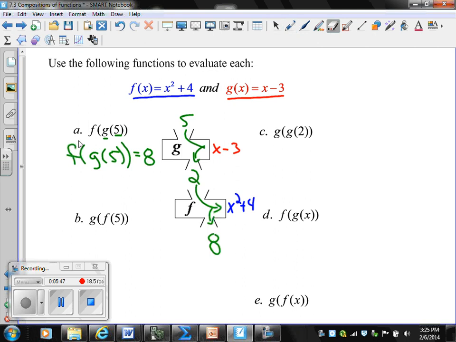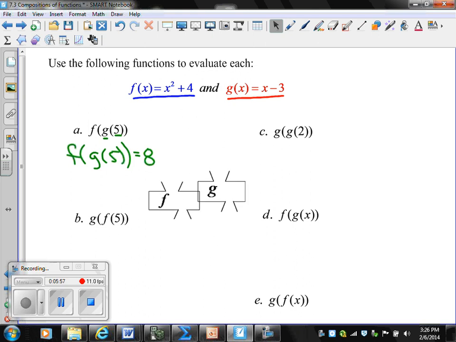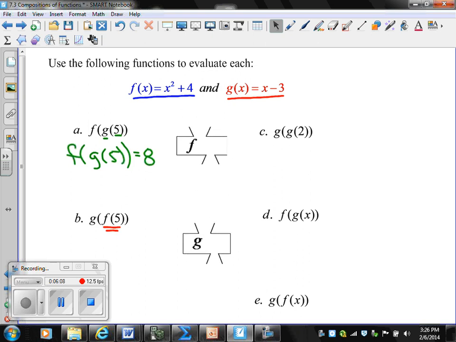Let's do b together here. And again, I'm going to use these function boxes as props, just to kind of help us out with the idea of what's actually going on here. So when I look at b, this tells me to put 5 into f. Okay, so I'm going to line these up so that f comes first, and then g is going to go second after that. So I'm going to put 5 into f, and again, f is my blue function, so that tells me to do x squared plus 4. So I put in 5, I square it, and I add 4. What pops out is 29.